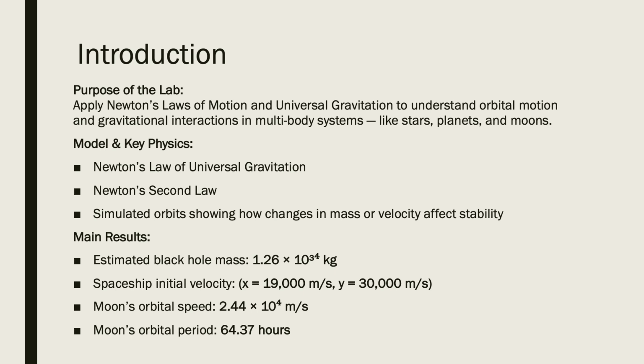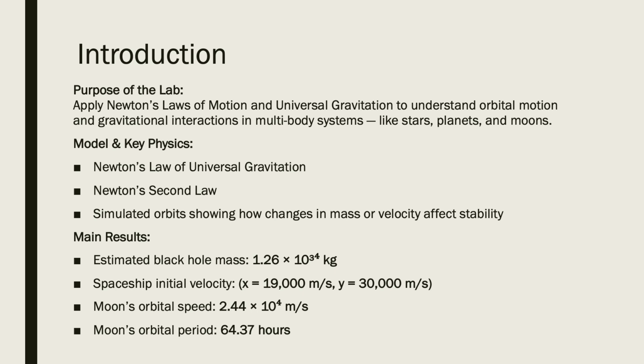The models and key physics used in this lab. The main topics of this lab were Newton's law of universal gravitation and Newton's second law. They helped us simulate orbits and see how gravitational attraction led to circular or elliptical trajectories. We were also able to see how small changes in mass or velocity could lead to a stable orbit or a crash.